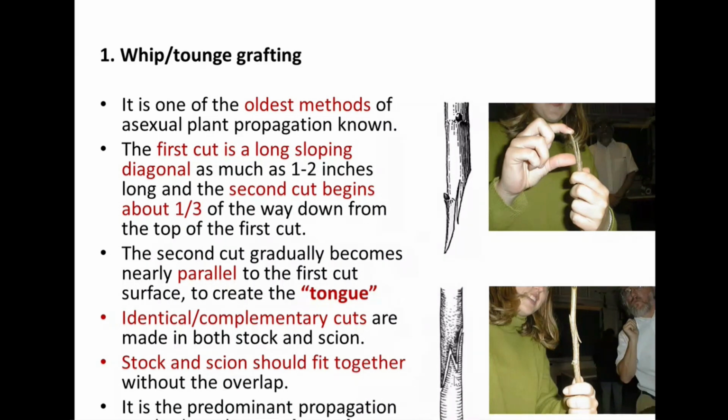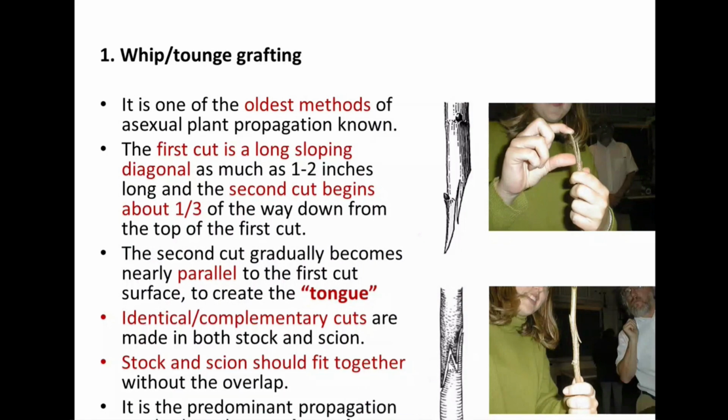Similarly, for the lower portion you have to make a complementary cut. Exactly how you made it in the top portion, like that for the rootstock also you have to make exactly the same. Then you have to fit both, the upper portion and the lower portion, the scion and the rootstock. See here, this is the scion, this is the rootstock. Here we made one tongue-like structure, for the lower portion also we made one tongue-like structure. When we join together, it's called whip or tongue grafting.